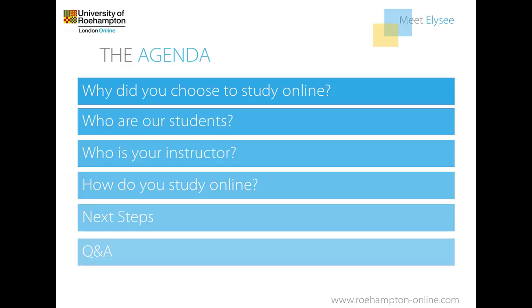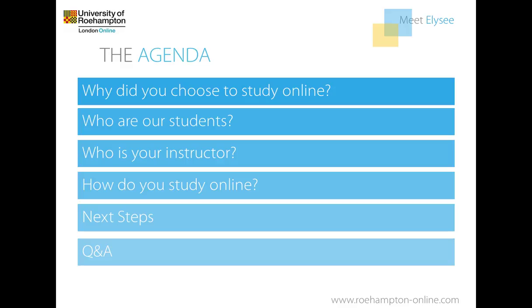So let's go through the agenda today. First, we're going to ask Elysée why he chose to study online and look a bit about the nature of online study. We're going to ask Elysée about his classroom and the type of students that he's met along the way. We're going to ask about our instructors at the University of Roehampton and the relationships that our students have with those instructors.